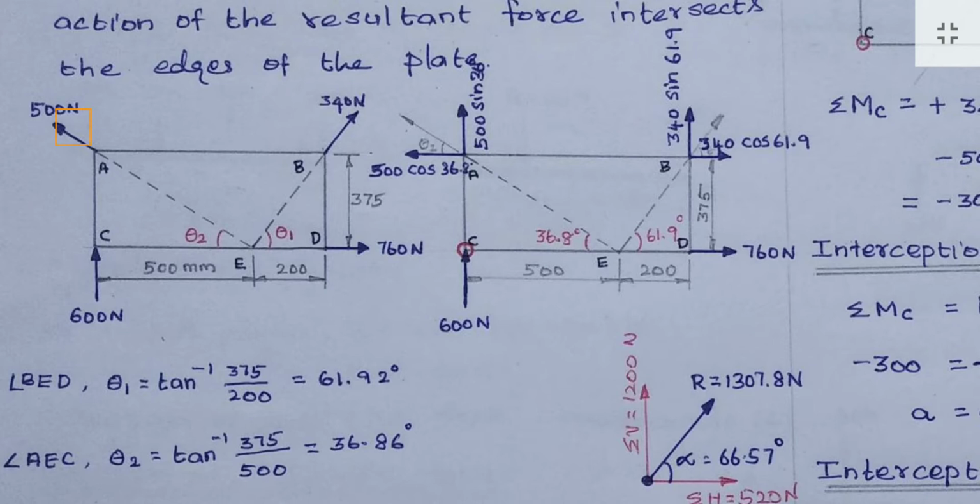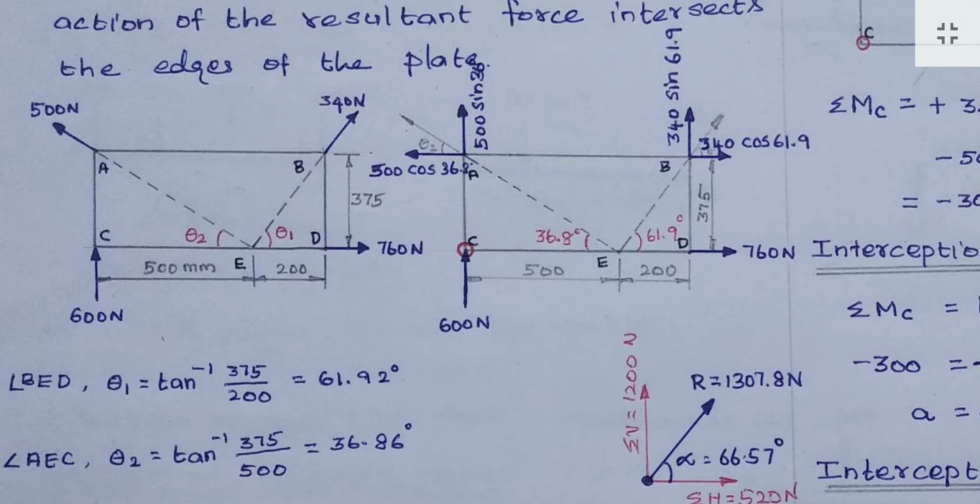Similarly, this 500 Newton force is an inclined force. We have to convert it into horizontal and vertical forces. But the 600 Newton force is already a vertical force, no need to change anything. And the 760 Newton force is also a horizontal force, so no need to change anything on this. To find the horizontal and vertical components of the inclined forces, we have to know the inclination with the horizontal, but it is not given directly.